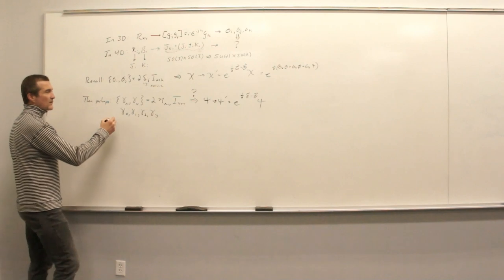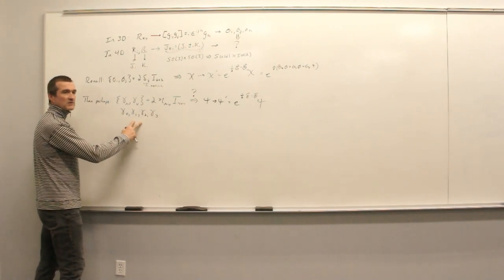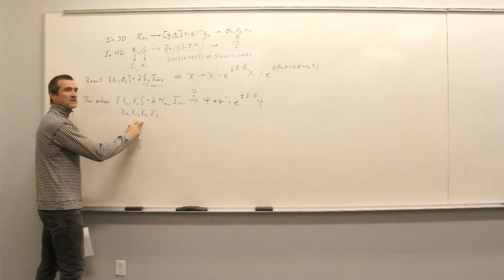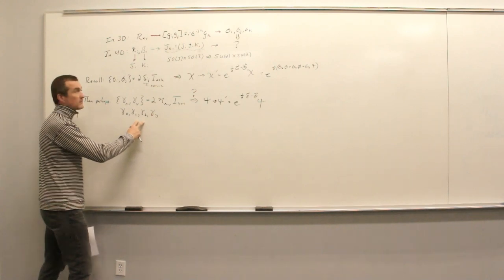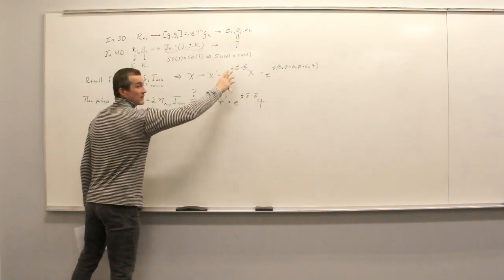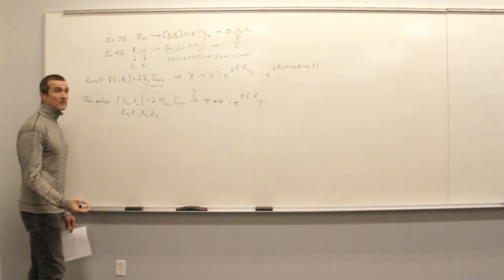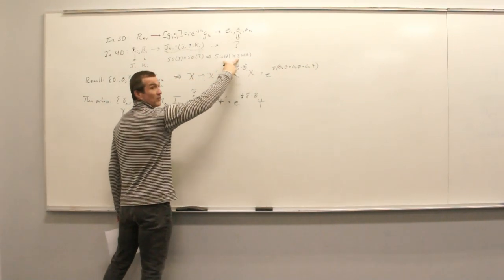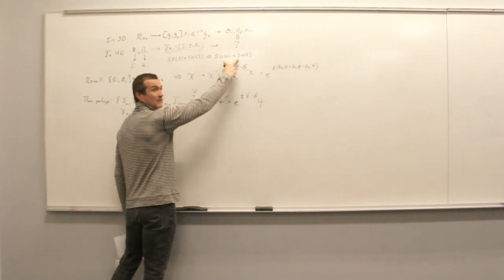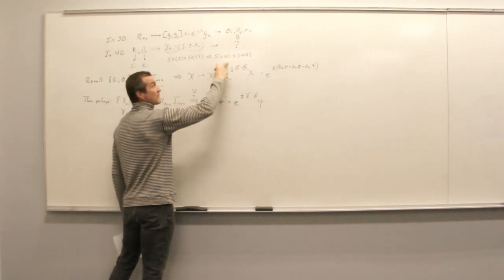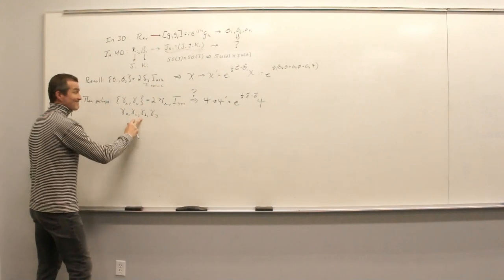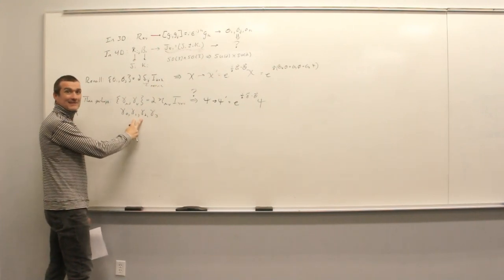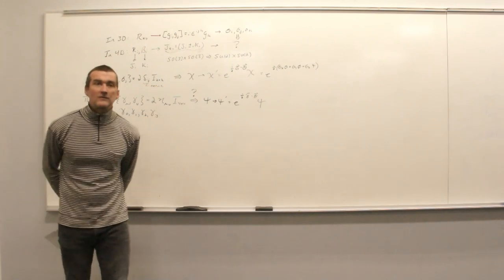Look, we just said that if we solved this, we'd get 4 solutions. These are supposed to be the generators of the group. Remember, the sigmas are the generators of SU2. But how many generators of the group do we expect? 6. 3 from this one, 3 from this one. Is that 6? No, that's four. Where are the other two?